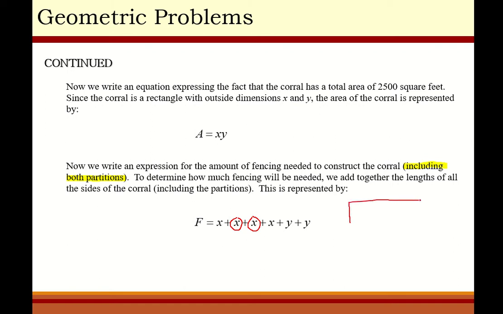So this is the corral, rectangular corral. Okay, and we have here the partitions. Okay, so if this is the length or the width, and this is the length, for example, so this x here, that is also the same for here. This is also x. And of course, partitions are also x. Okay. And if this length is y, then surely above is also y.